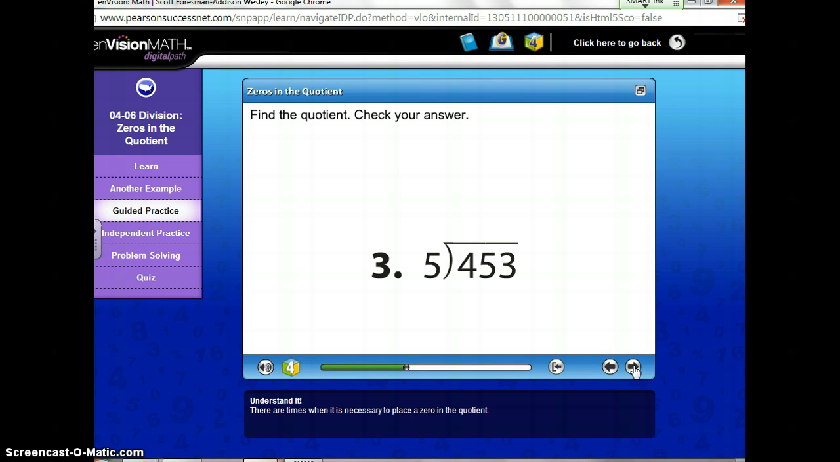Okay, this one's going to be a little bit different. Everybody copy down this problem. Here we go. 453 divided by 5. Who's willing to talk me through this whole problem from start to finish? Sam W.